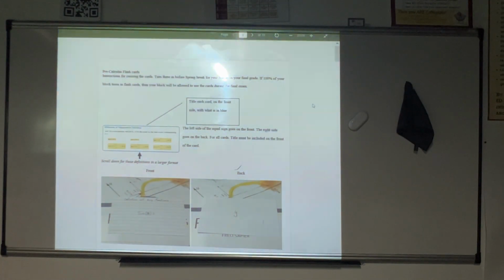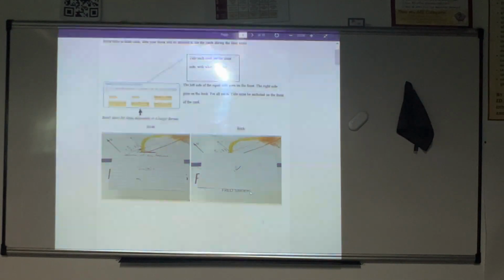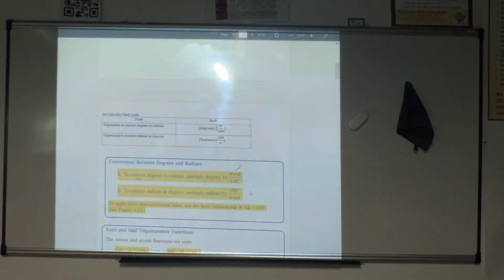I don't care if you make the front or back. I'll know it's the front when I see definitions of trig functions. So for this one, on the front I have definitions of trig functions, sine of theta equals, and on the back I have y, and that's how I know. And then right here, this tells you front. I want you to ask yourself, what is the expression to convert degrees to radians? And you put that on the back.